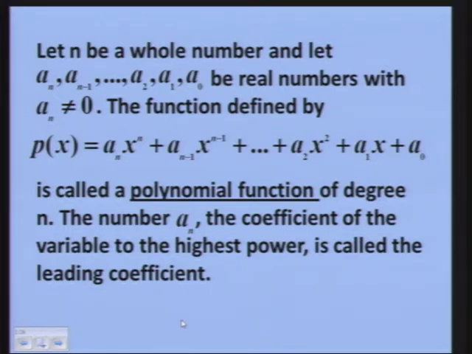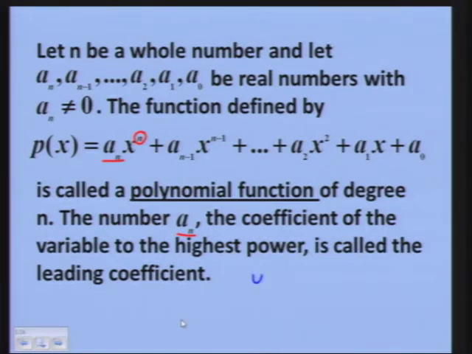In other words, we look at the highest exponent, and that gives us the degree. And the number a sub n, the coefficient of the variable to the highest power, is called the leading coefficient. Now we've actually already looked at some polynomial functions.